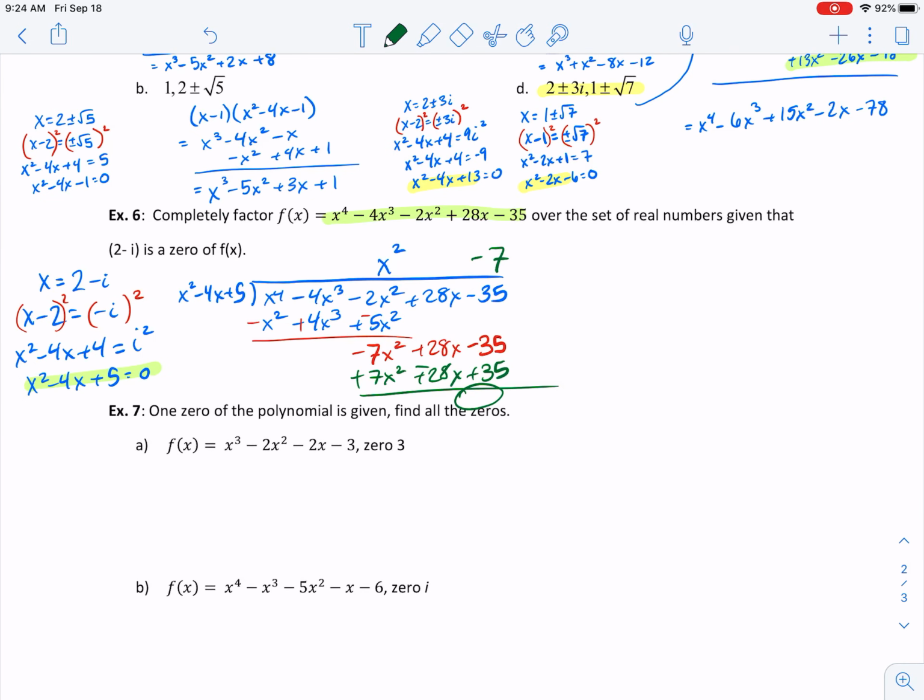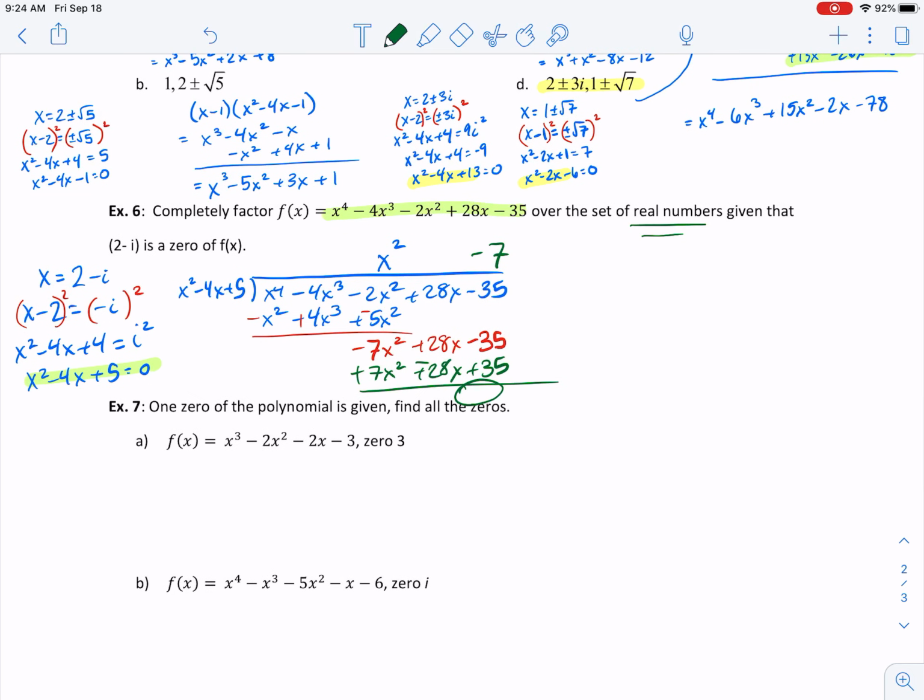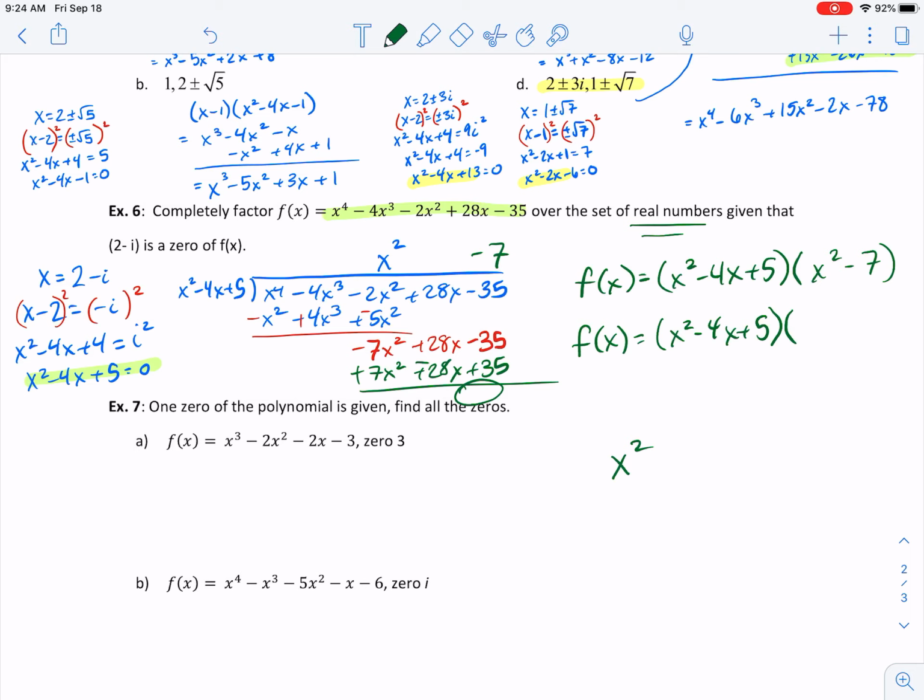Okay, so they say completely factor that over the set of real numbers. So to completely factor it over the real numbers, that means I need f of x to be factored: x squared minus 4x plus 5 multiplied here by x squared minus 7. This can keep going, though. If I keep going with this one, keep in mind if x squared minus 7 equals 0, then x squared equals 7. Square root, plus minus, x equals plus or minus root 7.